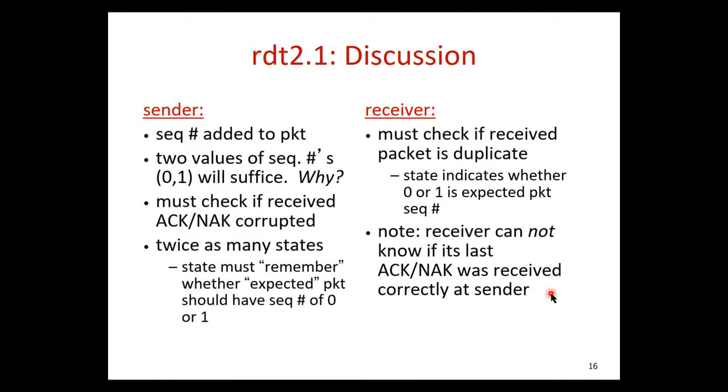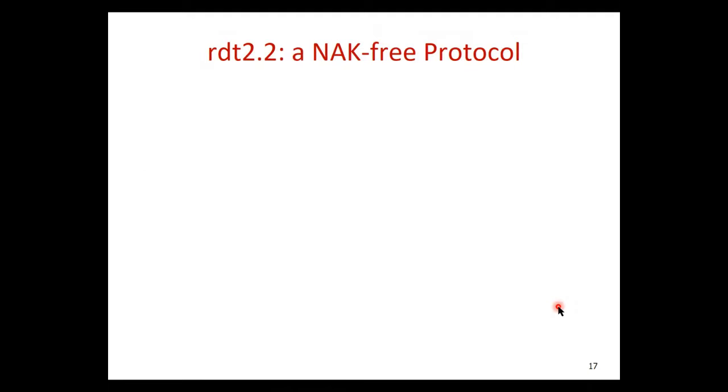And this is a note that the receiver cannot know if the feedback was received correctly at the sender. It may be corrupted, right? Okay, now actually I'm going to skip the 2.2.